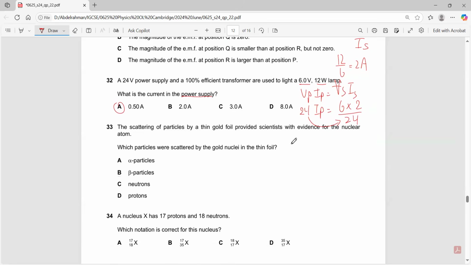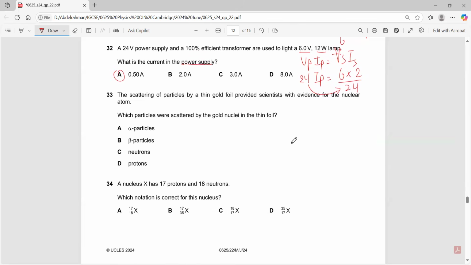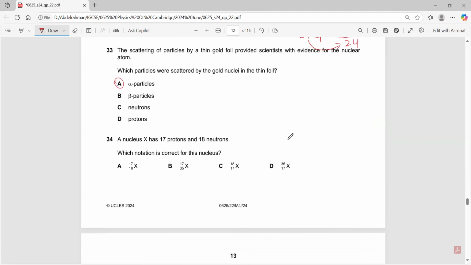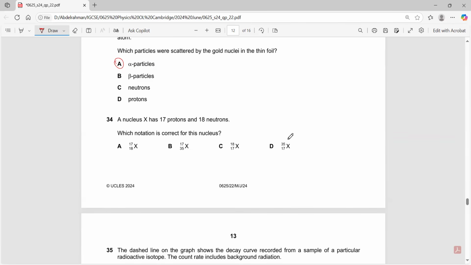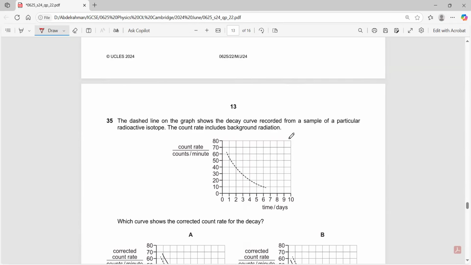The scattering of particles by thin gold foil provided scientists with the evidence for the nuclear atom. Which particles were scattered by the gold nuclei? Definitely the alpha particles, yes. The nucleus X has 17 protons and 18 neutrons. Which notation is correct? So you have to write 17 at the bottom, and then you have to add 17 and 18, giving you 35, which is D.